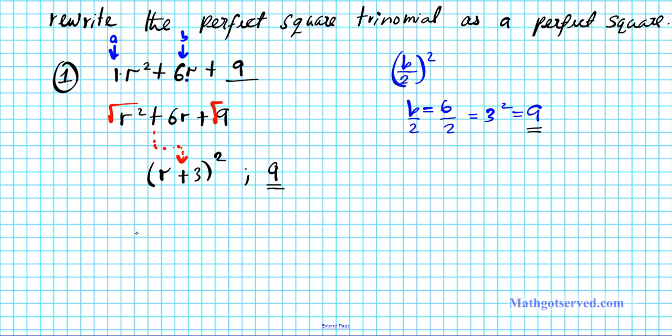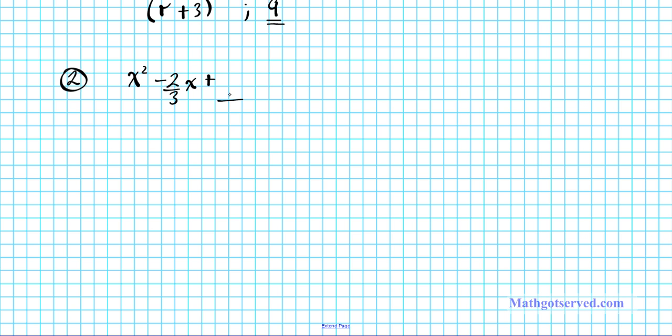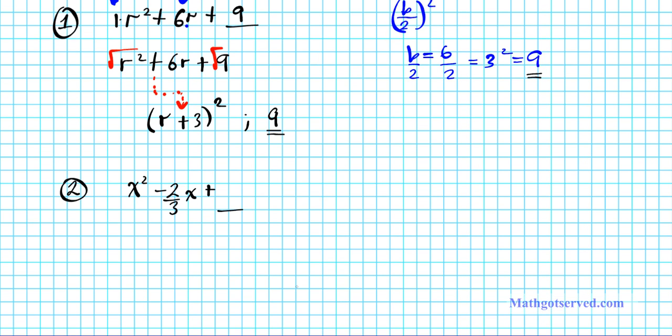All right, let's take a look at another example. This one will involve fractions. What if we had, for number 2, let's say we have x squared minus 2/3 x plus blank. All right, so what do we have to add here to complete the square to make this a perfect square trinomial? We're going to use the same formula. We're going to find b over 2 squared. That's what you need to add to create a perfect square trinomial.